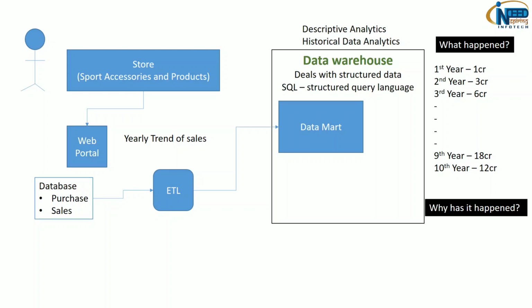Once the data is inside the data mart, you can process it, and after processing you will get a result like this: the first year it was around 1 CR of turnover, the second year it was 3 CR, and it kept on increasing. If you see the pattern, in the 9th year it was 18 CR of turnover, and in the 10th year it was down to 12 CR. So from the first year till the 9th year it was growing, but in the 10th year it was a loss basically.